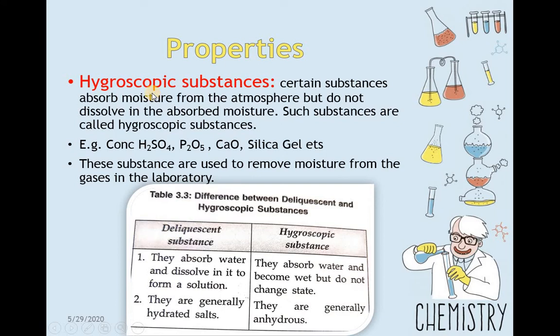Now come to the hygroscopic substance. These substances absorb moisture from the atmosphere, but they do not dissolve in the absorbed moisture. Like concentrated sulfuric acid, P2O5, that is phosphorus pentoxide, calcium oxide, silica gel, etc. These are used to remove moisture from the gases in the laboratory. Differences between deliquescent and hygroscopic substances are given over there. One, absorb water and dissolve in it, and these absorb water but do not change state.